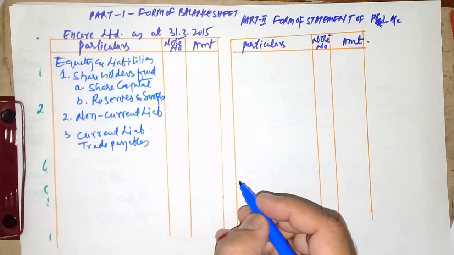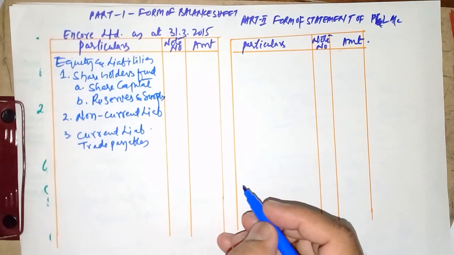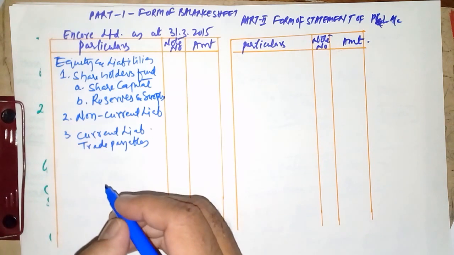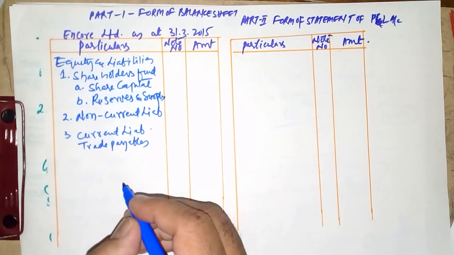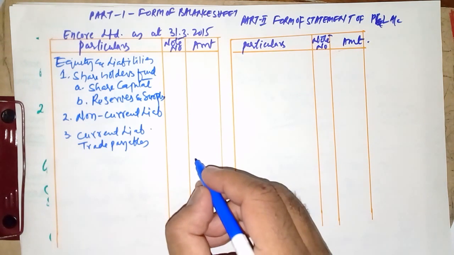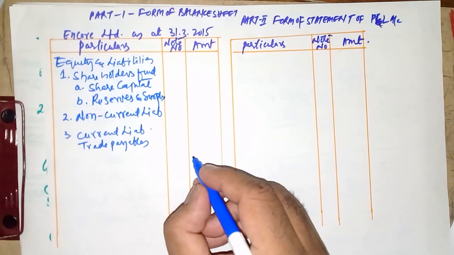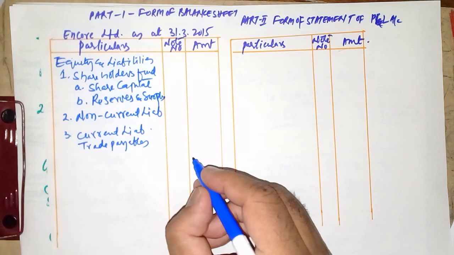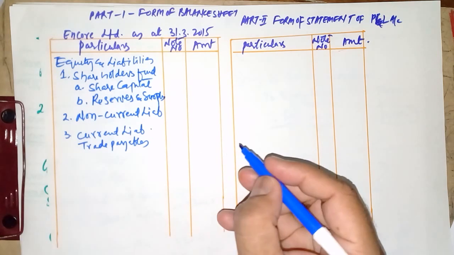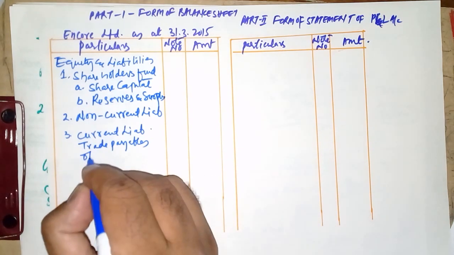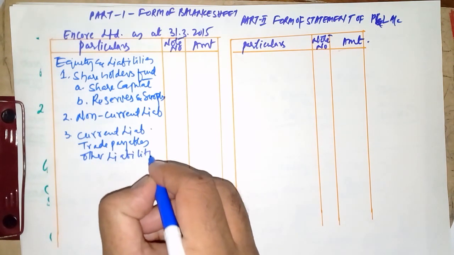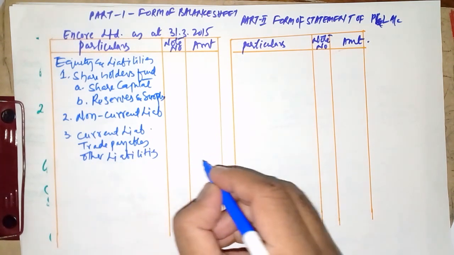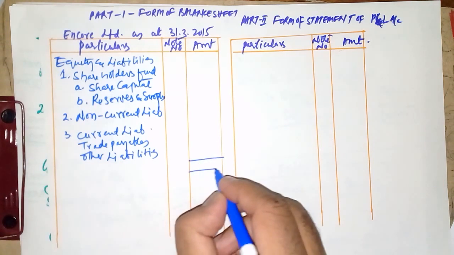Next, after the trade payables, we will close this. So we'll get the total of the liabilities here, right? And one more is other current liabilities, right? So then we'll make the summation.